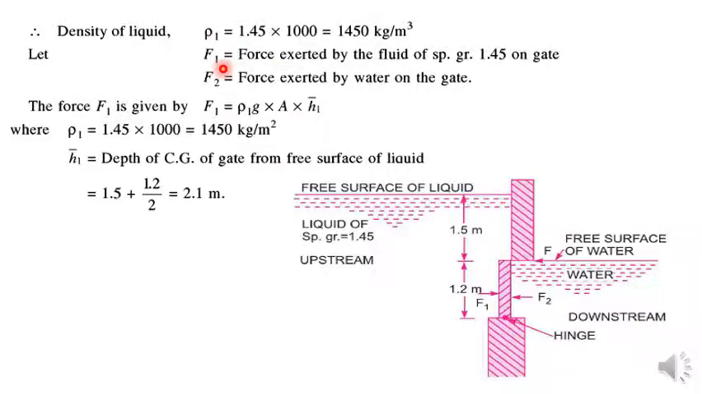So here F1 is the force exerted by the fluid of specific gravity 1.45 on the gate, okay, on the upstream side. F2 is the force exerted by the water on the gate from the downstream side. You have water. So the force F1 is given by the formula, F1 is equal to rho 1 g into A into h1 bar. So h1 bar means the depth of the center of gravity of this particular object that is submerged within the liquid from the upstream side liquid level. Okay, so that will be h1 bar.